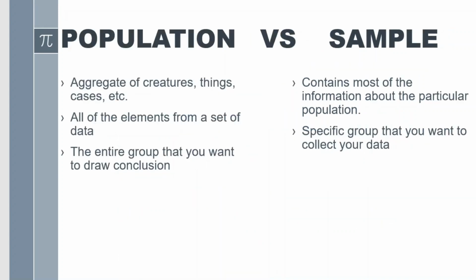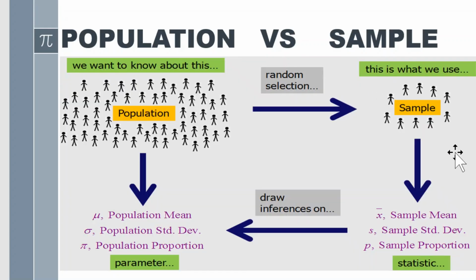Then we have other words here, which are sample and population. How do these two differ? Population is an aggregate of creatures, things, or cases, and it is also the elements from a set of data and the entire group about which you want to draw a conclusion. That is a population. While a sample contains most of the information about the particular population, and it is also specific to where you want to collect your data. Here is an example so that you can understand better.